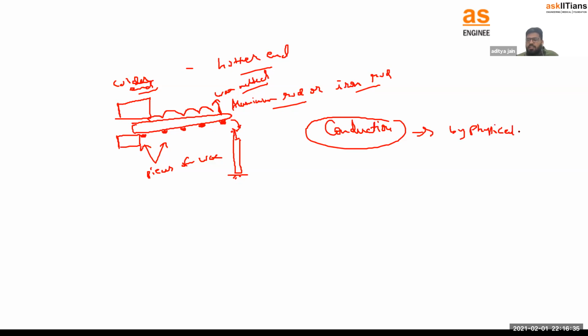So whenever heat transfer takes place from physical contact, from the hotter end to the colder end, that process is known as the conduction method. Basically, conduction prevails almost everywhere, but one thing is sure: it transfers from the hotter end to the colder end.